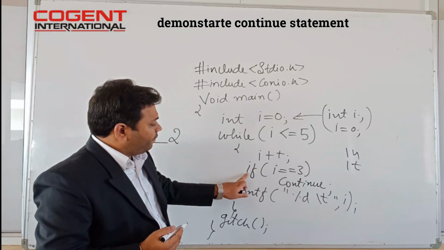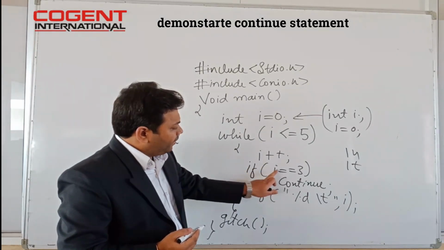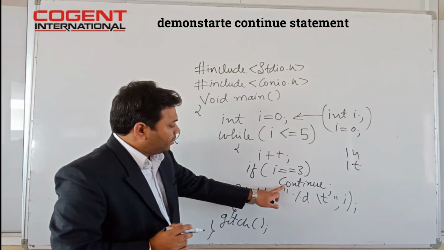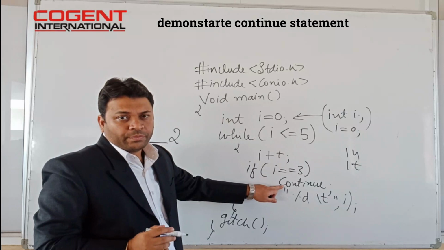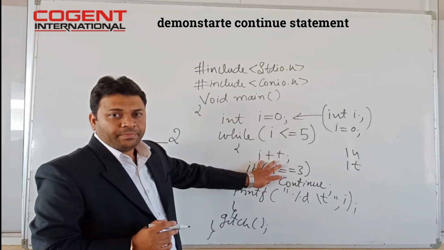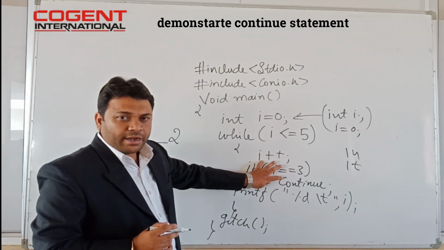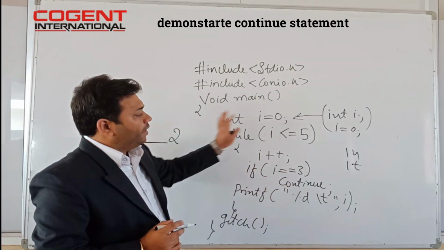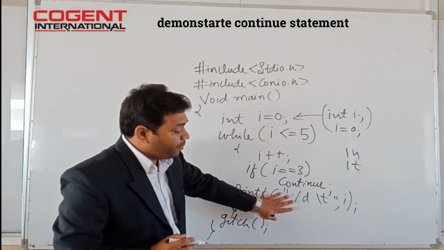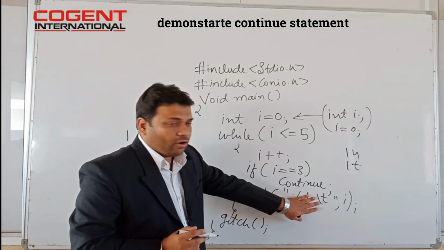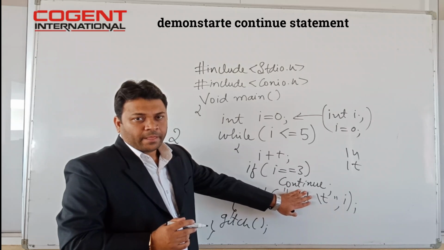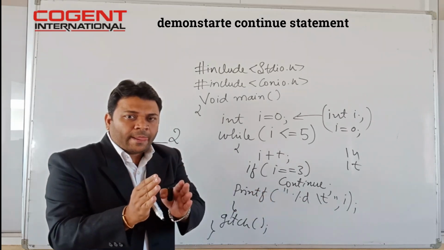Now it will check if the I value, that is 3, is equal to 3. The condition satisfies here. That means the next statement is what? Continue. This continue will stop the current iteration and continue with the next iteration here. Now the value is 3, and at that time it won't print the value of I. That indicates it won't execute this statement.